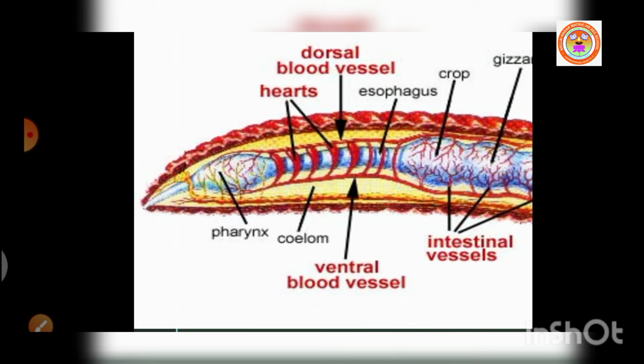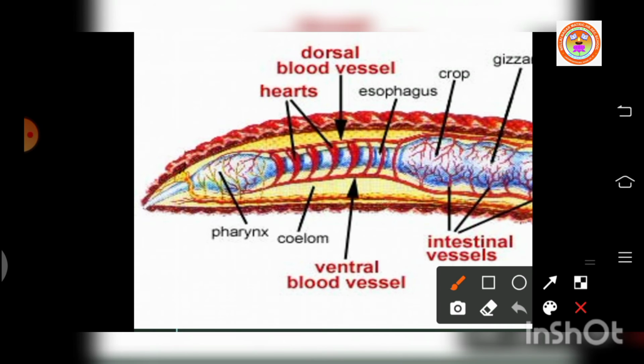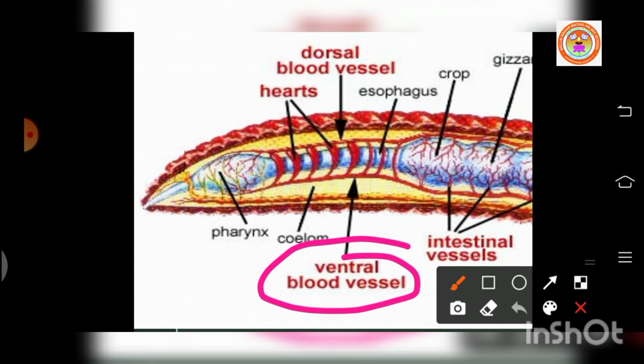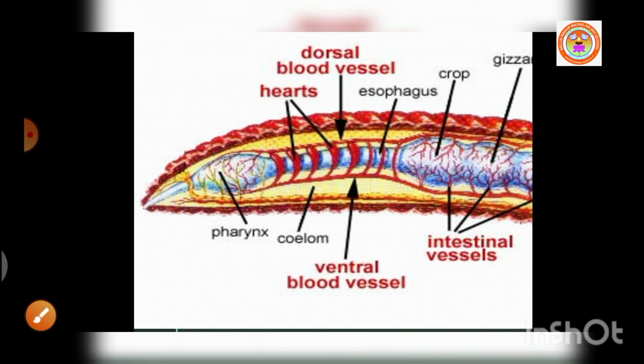In leech, circulation is brought about by the hemocoelic system. There are no true blood vessels. The blood vessels are replaced by channels called hemocoelic channels or canals filled with blood-like fluid. Here it is mentioned as ventral blood vessels, dorsal blood vessels. These are called hemocoelic channels or canals.